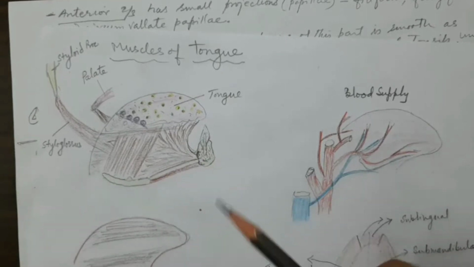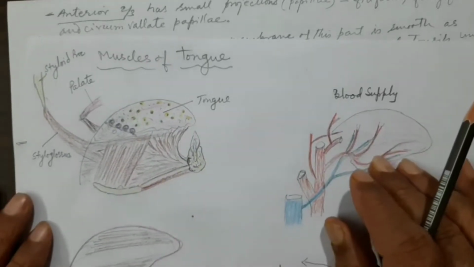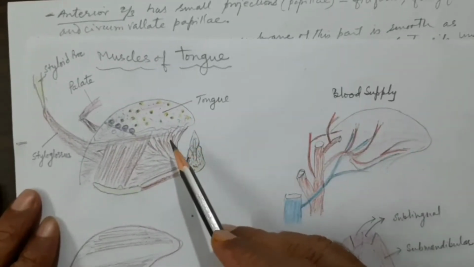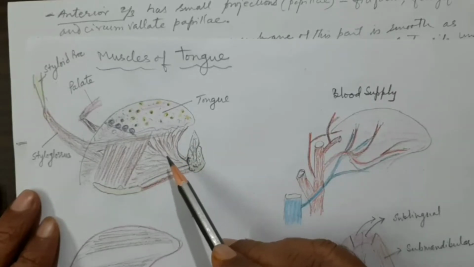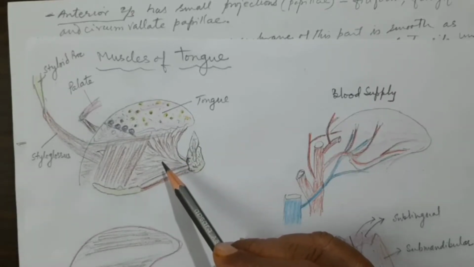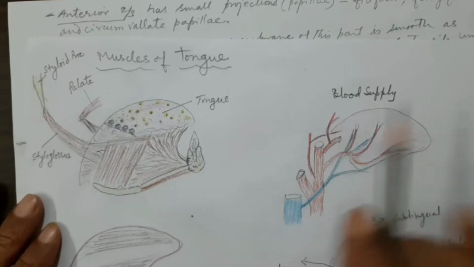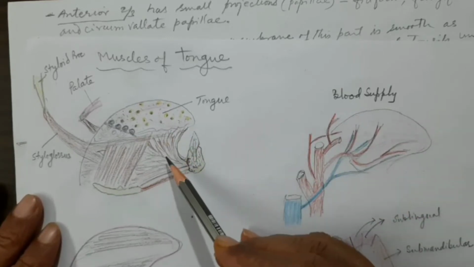Now the supply, as I said, of all the muscles of the tongue is the hypoglossal nerve, the 12th cranial nerve, except the palatoglossus, which we will learn is not supplied by it. It will be supplied by the pharyngeal branch of the vagus.